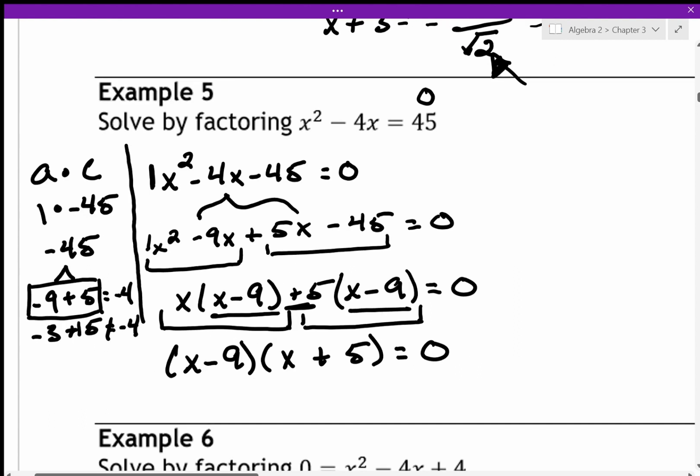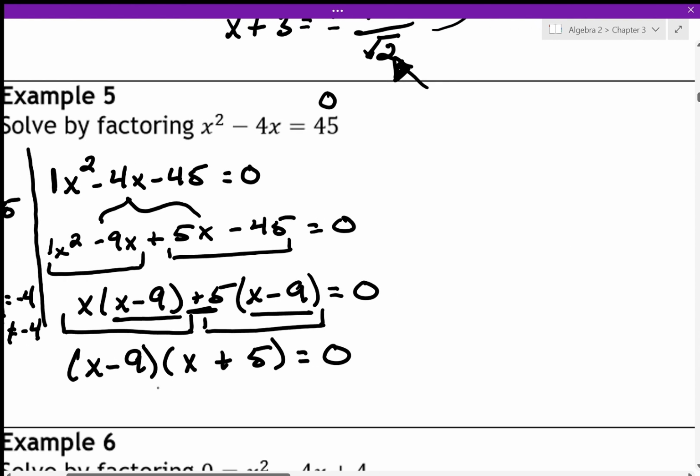Now we do what's called the zero product property. We have two pieces, the x minus 9 and the x plus 5, and they're multiplied together, right? There's like a times symbol in between. When you have two numbers that multiply to equal 0, then both of the numbers separately could equal 0.